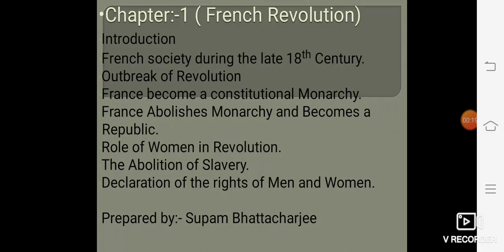Outbreak of Revolution: France becomes a constitutional monarchy. France abolishes monarchy and becomes a republic. Role of women in revolution. The abolition of slavery, and at last declaration of the rights of men and women.